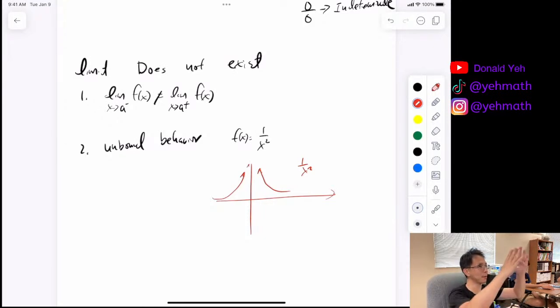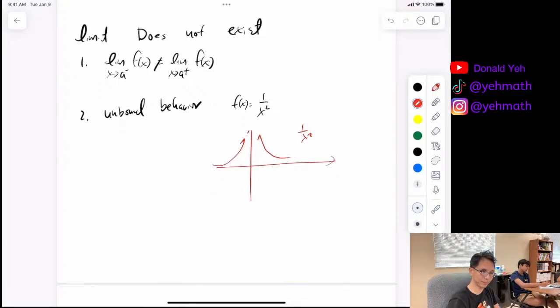Even though they are both going up, right? Keep on going up. They reach infinity at the same time. So still, that's going to be one of the things where the limit does not exist. One last thing, limit does not exist.